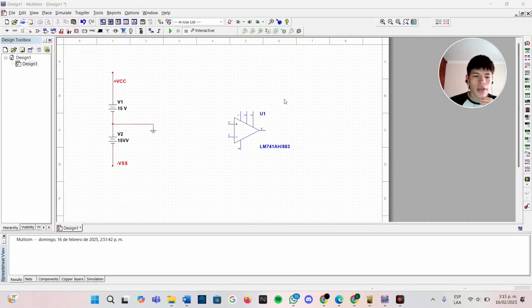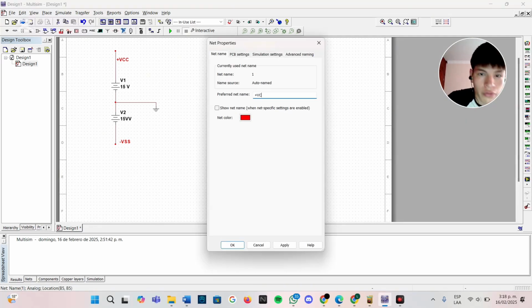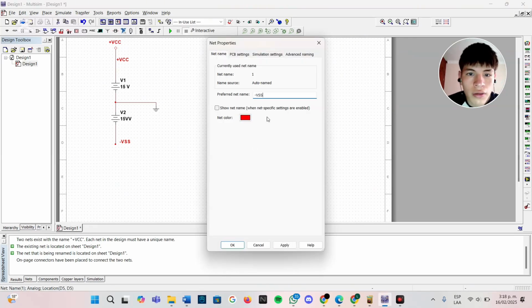In order to have an internal connection, you have to do the same procedure in the operational amplifier. On pin 7, you double click and set it to VCC. And on pin 4, double click again and set VSS.